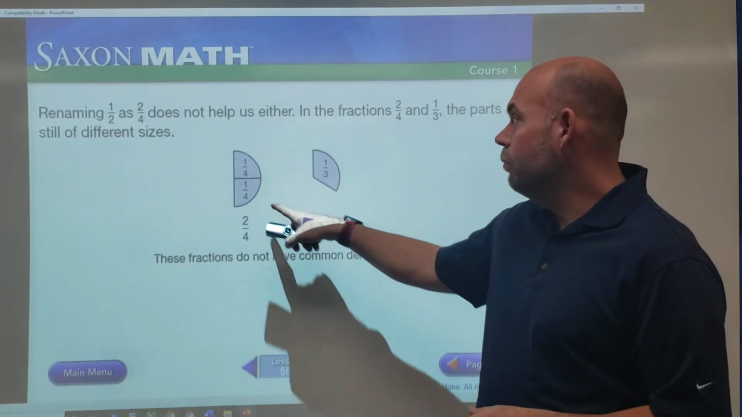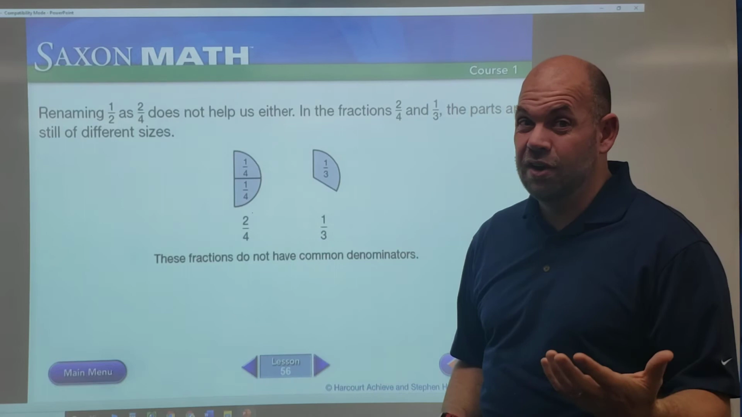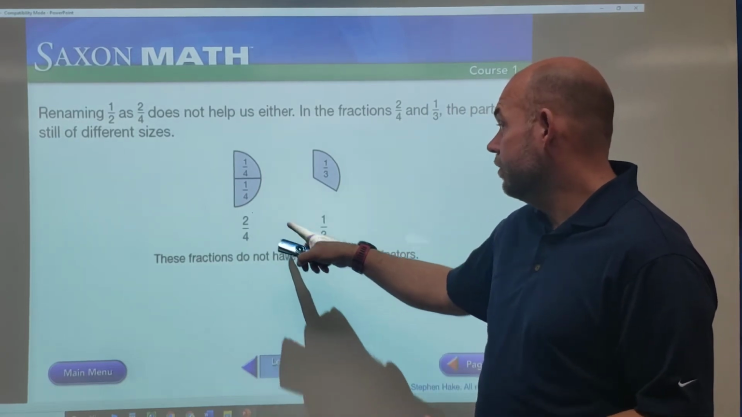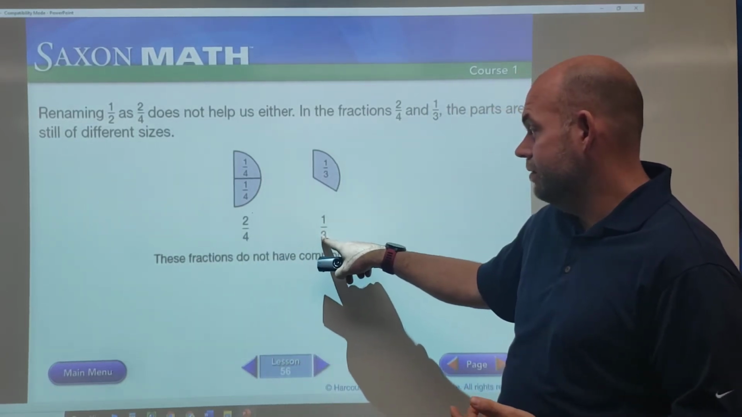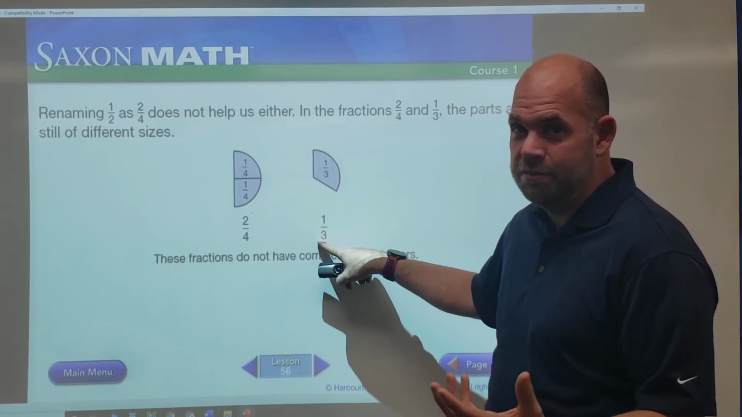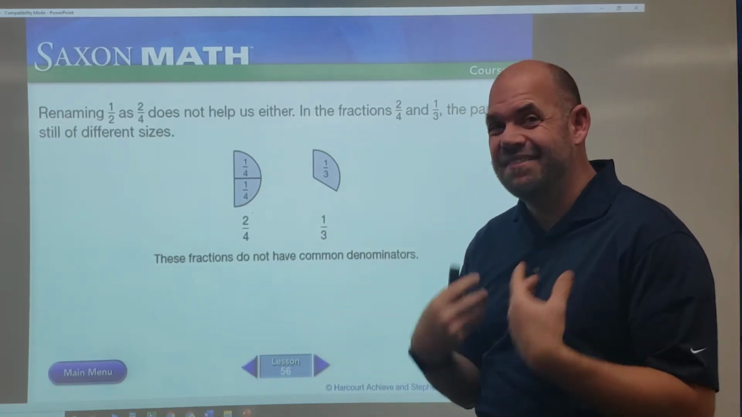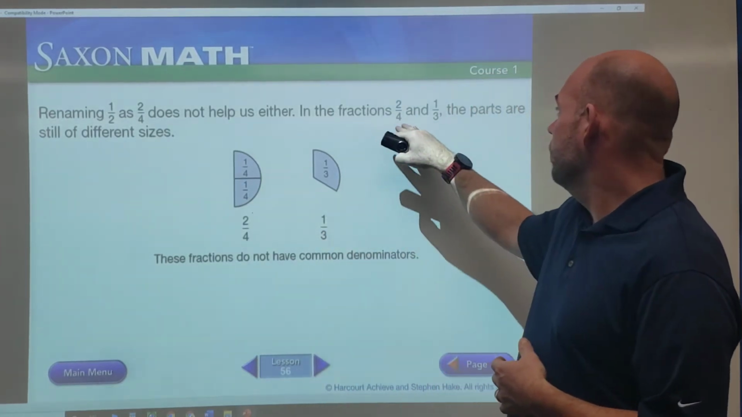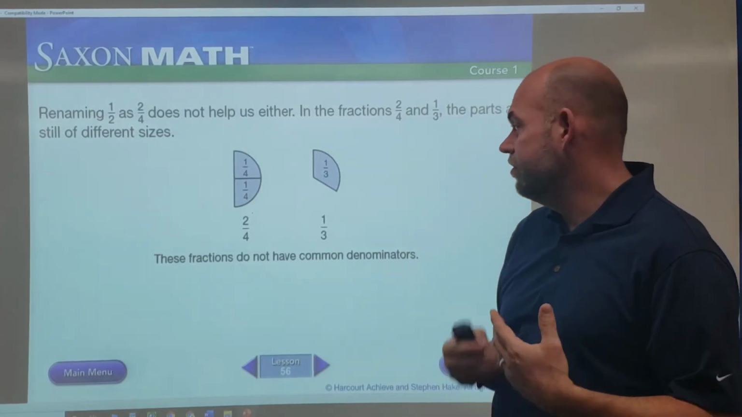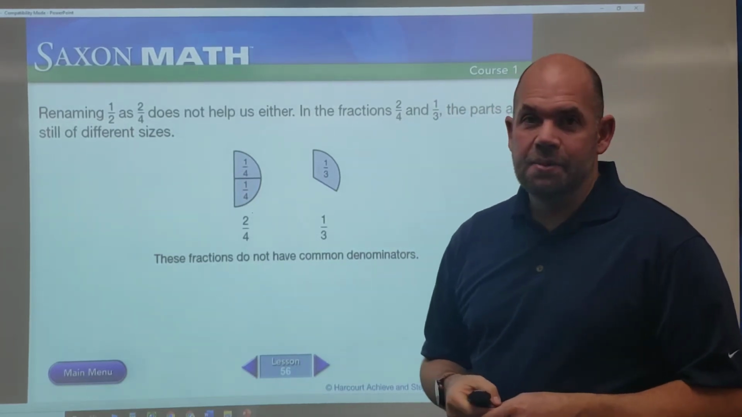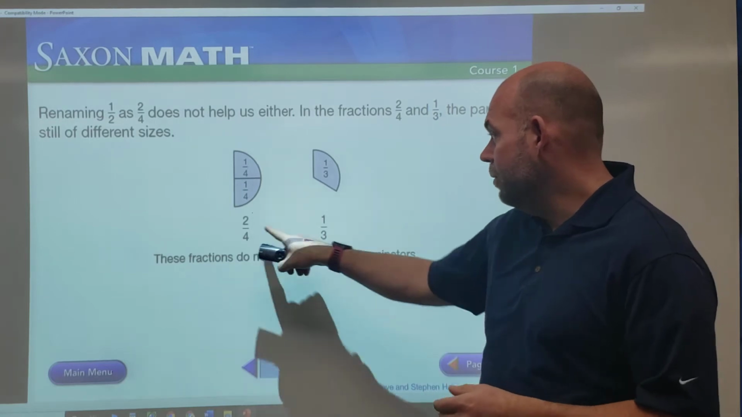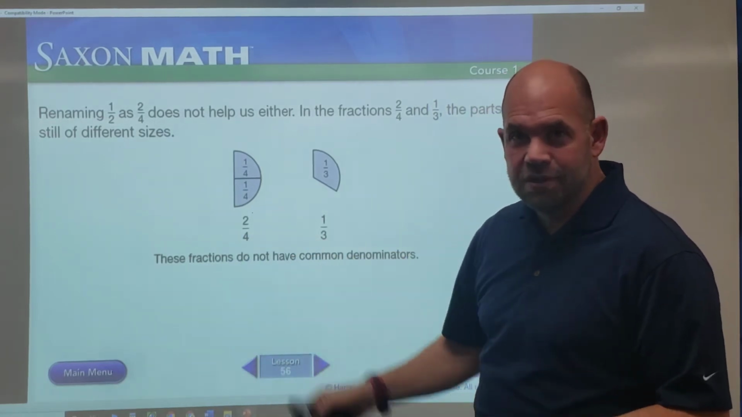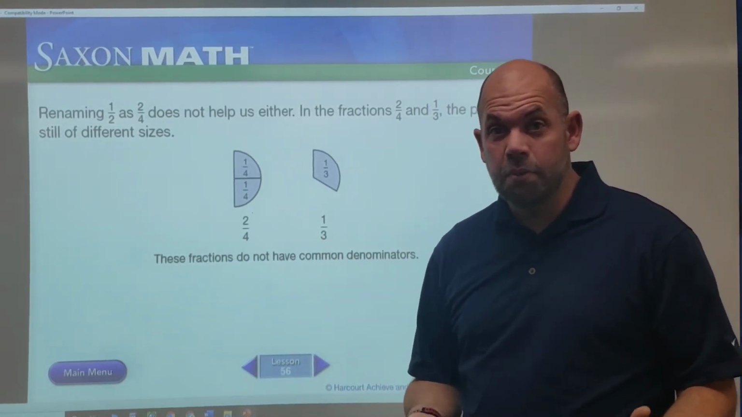Renaming 1/2 as 2/4, that's what we did in our last lesson. That's not going to work here because a fourth is not the same as a third as far as denominators. We need to have the same denominator. In 2/4 and 1/3, the parts are still different sizes. So we have to figure out how we can make these have the same denominator. That's the problem that we're facing today.